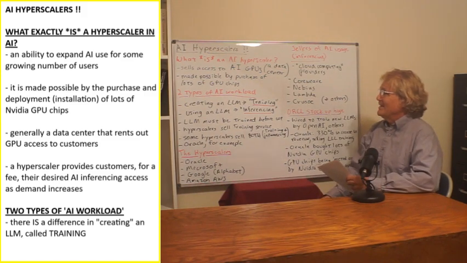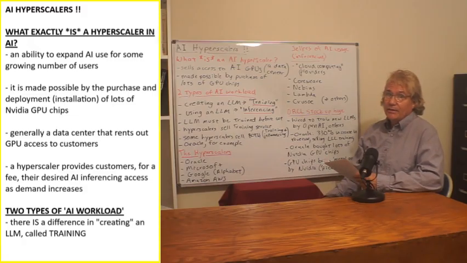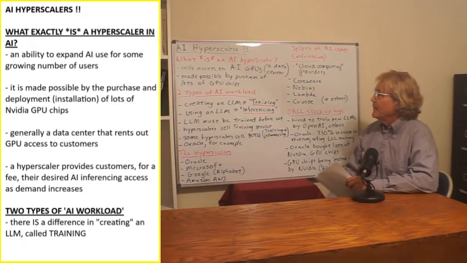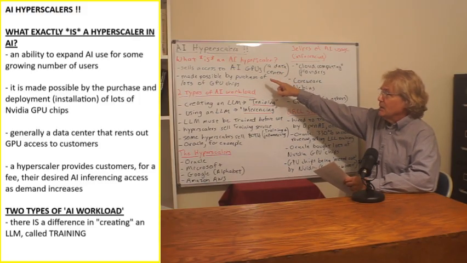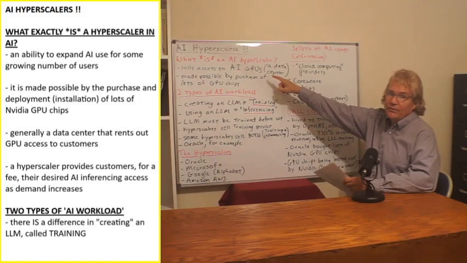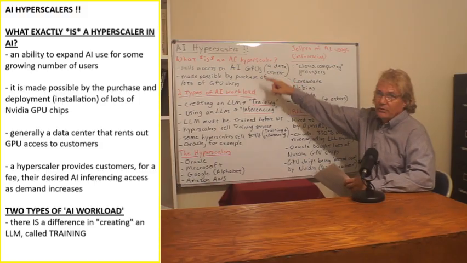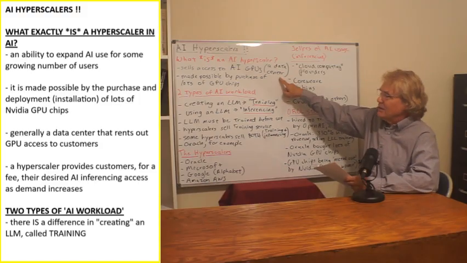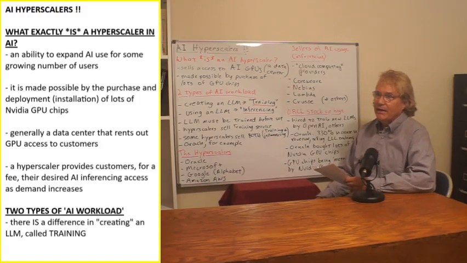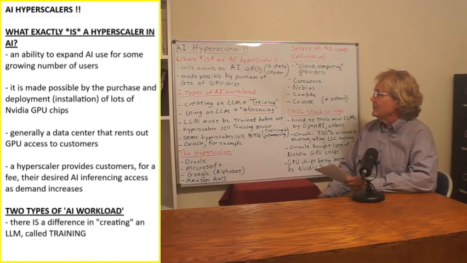So what exactly is an AI hyperscaler? That's what this video will explain. It's pretty straightforward. A hyperscaler is a company that sells access to artificial intelligence, GPUs, graphics processing unit computer chips. Usually it's a data center company. It's a company that has invested in and built data centers.